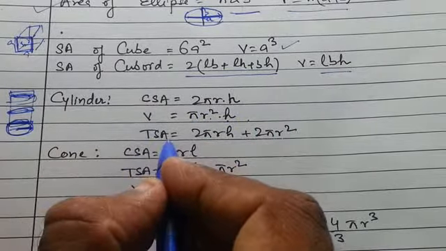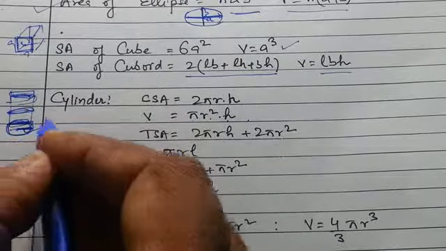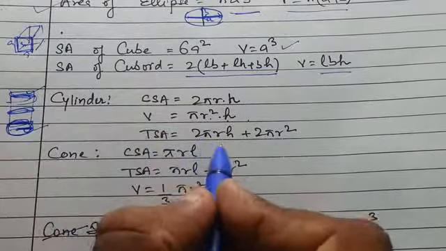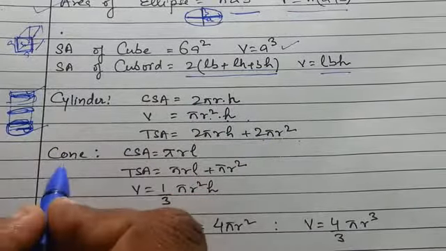Then what is the total surface area? Total surface area means curved surface area plus pi r square plus pi r square. So it gives me 2 pi r h plus 2 pi r square. Coming to a cone.